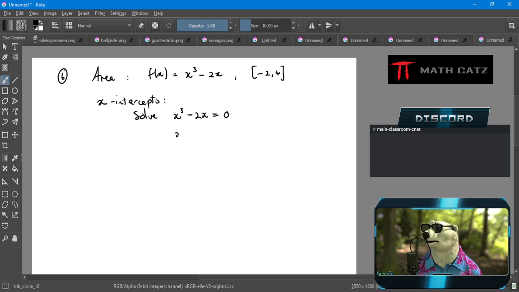So now I can factor out an x to get x squared minus 2 in the bracket. So that means I have x equal to 0 or x equal to plus minus root 2. And then I check, are any of them in this interval? Well, I need to go check what is the square root of 2.